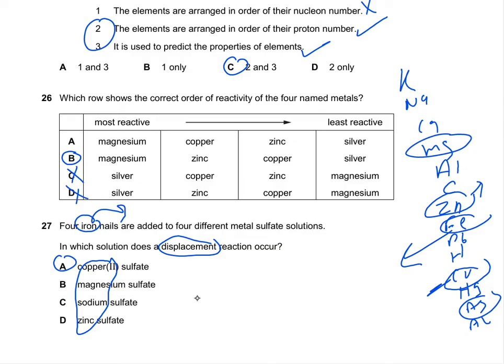Is magnesium less reactive than iron? No, magnesium is above iron, so it's not less reactive than iron. So iron cannot displace magnesium, so it's not magnesium sulfate. Sodium is at the top of the reactivity series, so of course it's more reactive than iron, and iron cannot displace it, so it's not sodium. Is it zinc? No, zinc is above iron, so it's more reactive than iron, so iron cannot displace it. So the only one that is less reactive than iron, so iron can displace it, is copper. So the solution that can make a displacement reaction with iron nails is copper sulfate, as iron is more reactive than copper, so it can displace copper.